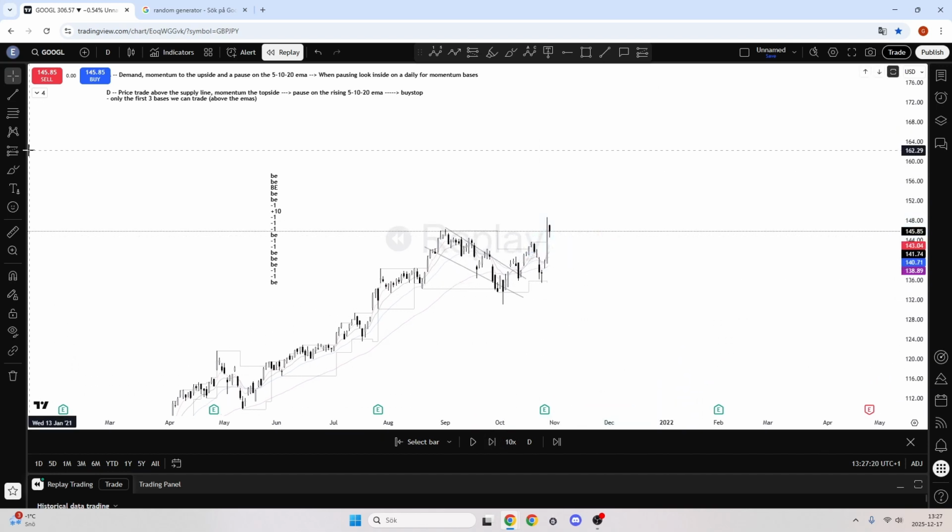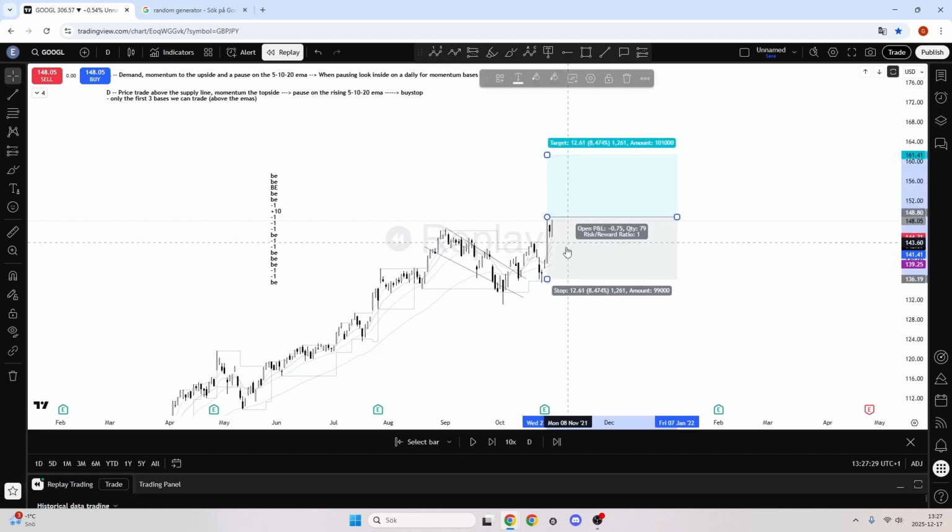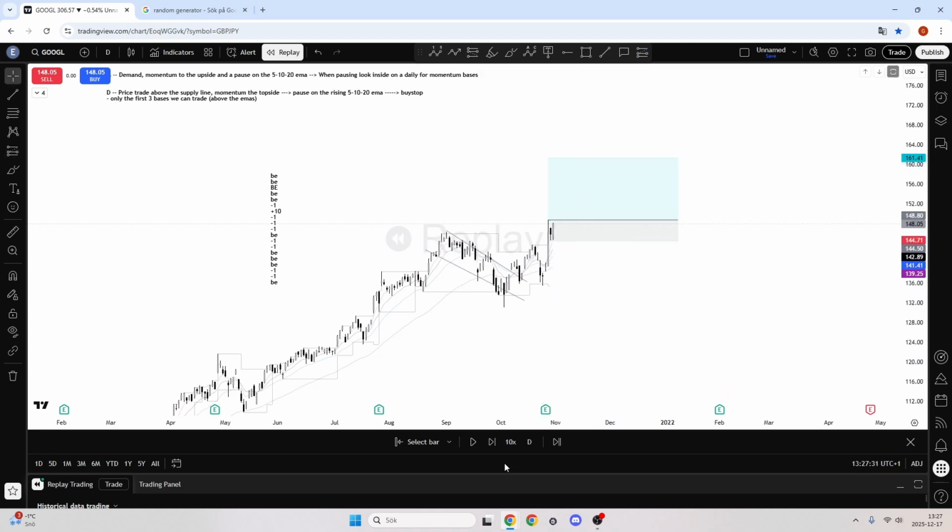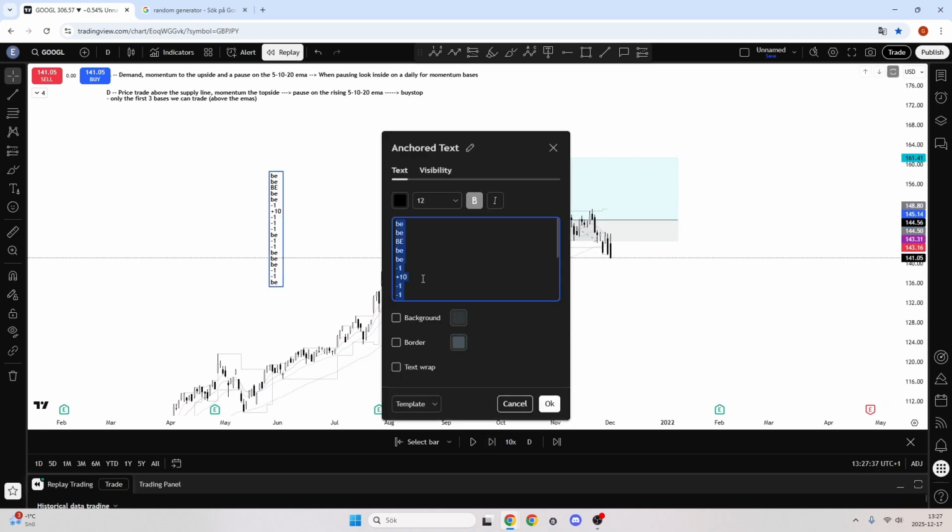So this would obviously not be valid because I want to see a pause on the 5, 10 and 20 EMA and then up move. But this trade would be valid. So I would simply just throw a buy stop just like that. Tapped in, tapped out.